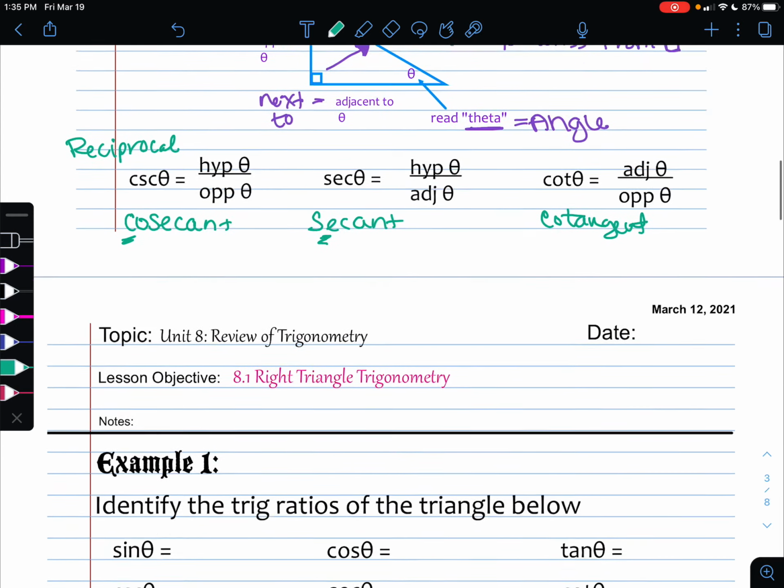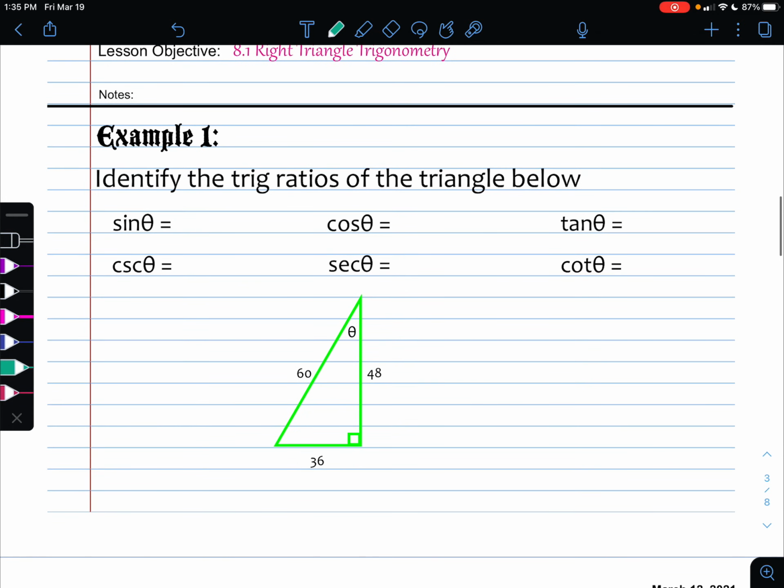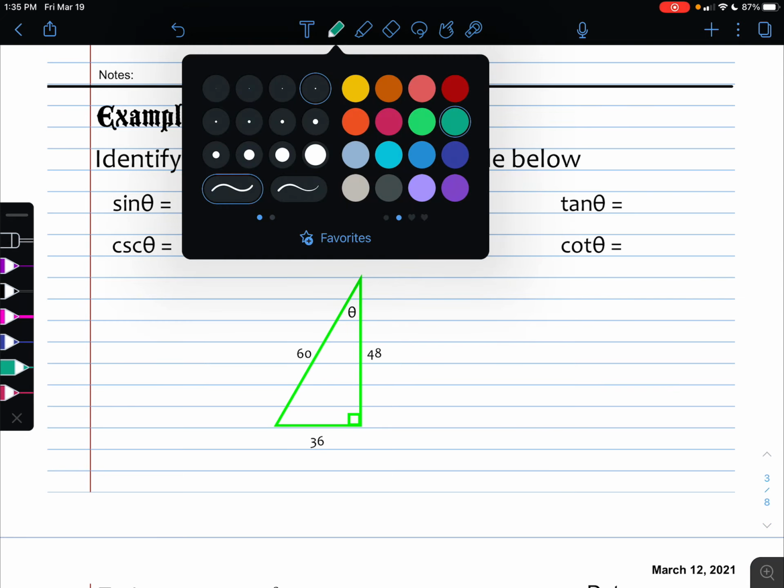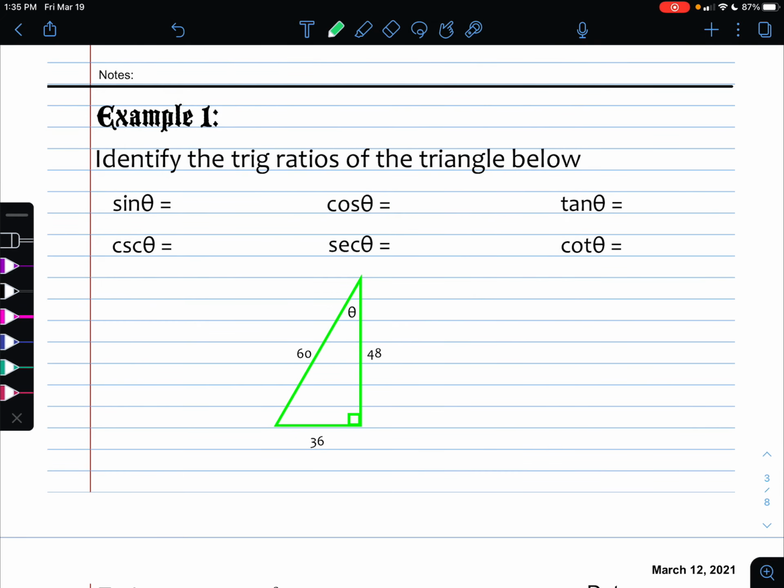All right, so how do we use this? That's enough talking about it, Mrs. Vogt. Okay, well, I'm looking at this triangle here. And the first thing that I'm going to do is label my sides. So when I'm looking at this, I see the right angle. I look directly across. This is my hypotenuse. Okay? I put my finger on the theta, so I see my angle. Next to it, the one I'm also touching, is my adjacent. And the one farthest away is my opposite.